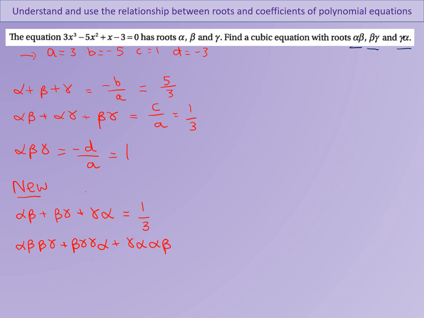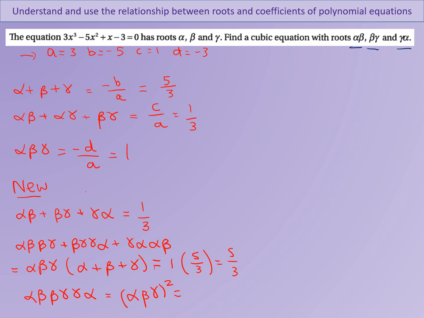If you look there, each of those parts of that expression have a factor of alpha beta gamma, so we can take that out, alpha beta gamma, and that will leave us with alpha plus beta plus gamma in the bracket. Using the values from above, we have 1 multiplied by 5/3, so that's just 5/3. And then the final one is product of the roots, so we've got alpha beta, beta gamma, gamma alpha, and that leaves us with alpha beta gamma all squared, and that would be 1.